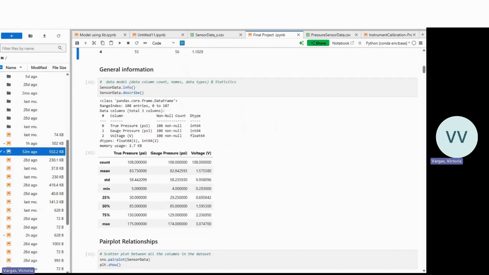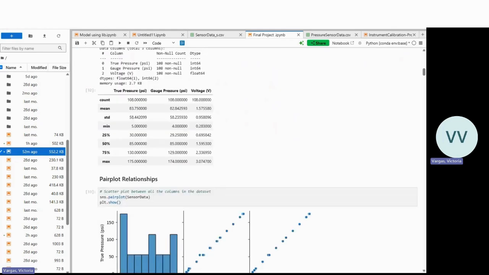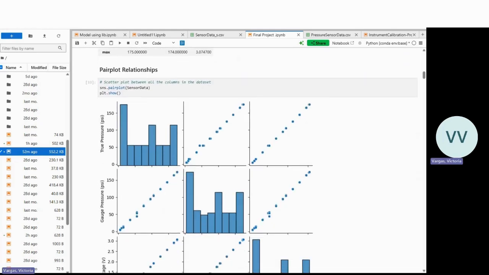And for some general information, here is our overall info describing our data: column names, count, data types, and overall statistics. We wanted to have that on hand. The next thing done by Megan was a scatter plot between all the columns in the data set. So here is that scatter plot.